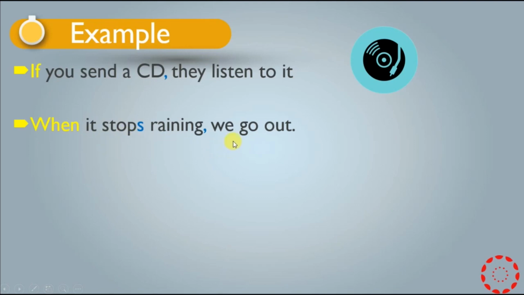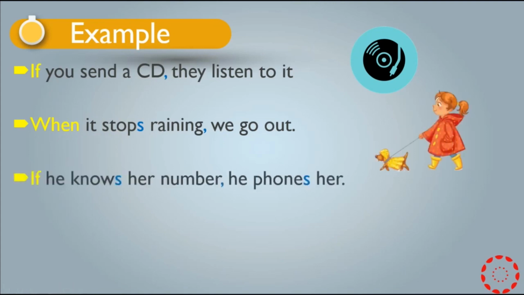In order to go out, the rain has to stop. So also I can say if it stops raining, we go out. If he knows her number, he phones her.